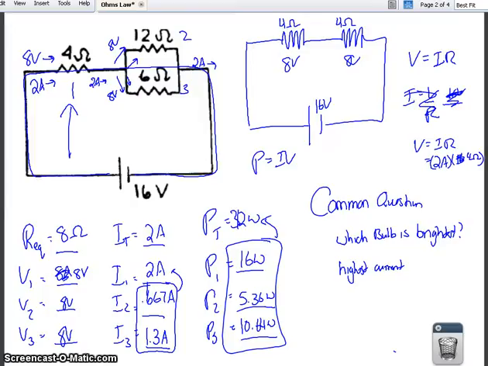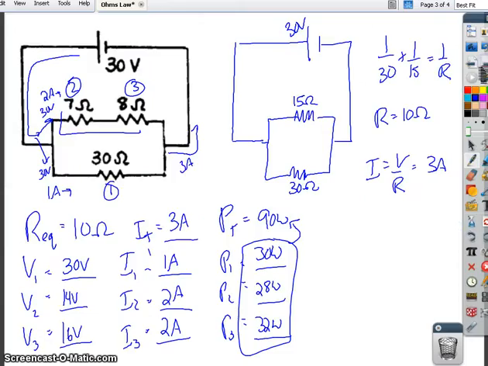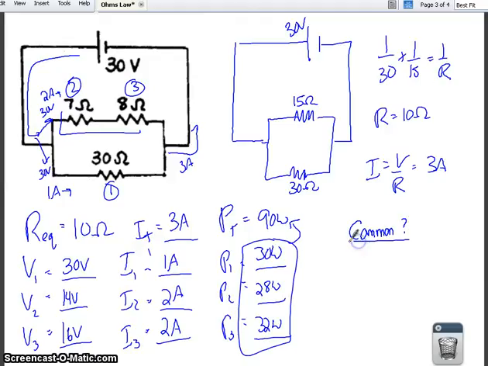Lastly, I would like to give you one more common question, and that is this. It is very common to ask which circuit dissipates more power, or uses more power. The circuit that dissipates more power is the one with the least resistance.